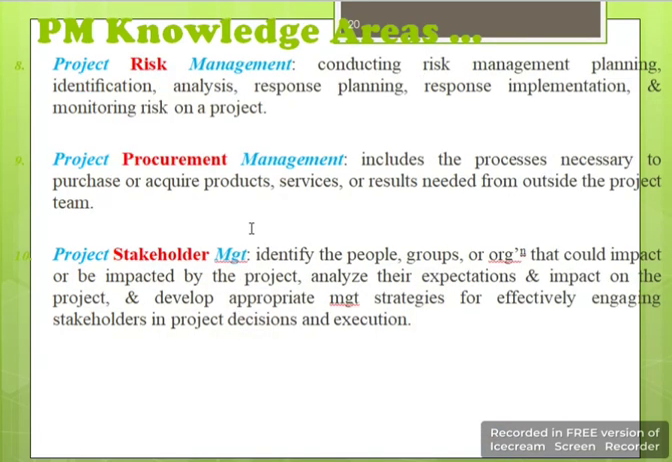8. Project risk management: conducting risk management planning, identification, analysis, response planning, response implementation, and monitoring risk on a project. 9. Project procurement management includes the processes necessary to purchase or acquire products, services, or results needed from outside the project team. 10. Project stakeholder management: identify the people, groups, or organizations that could impact or be impacted by the project, analyze their expectations and impact on the project, and develop appropriate management strategies for effectively engaging stakeholders in project decisions and execution.